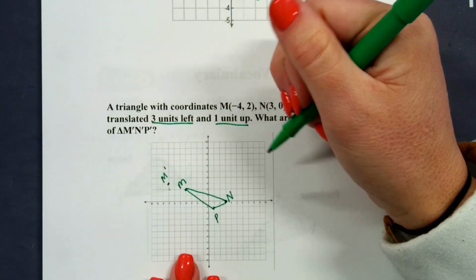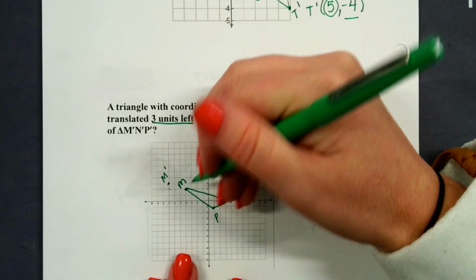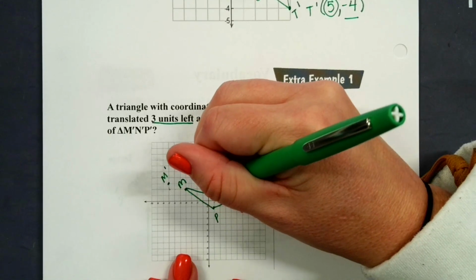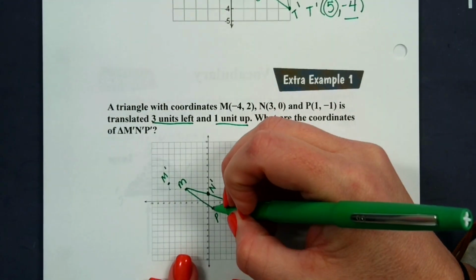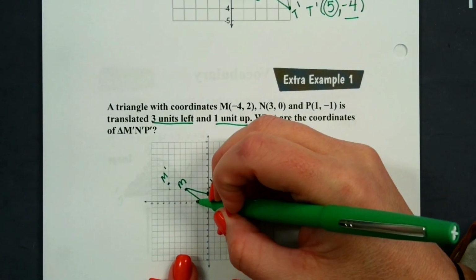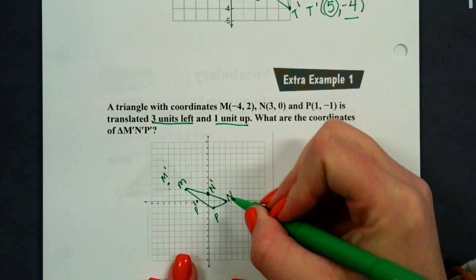Okay, now my N. I'm going to go over 3. 1, 2, 3, up 1. That's my new N prime. And finally P. 1, 2, 3, up 1. Is it okay that they overlap? Yeah.